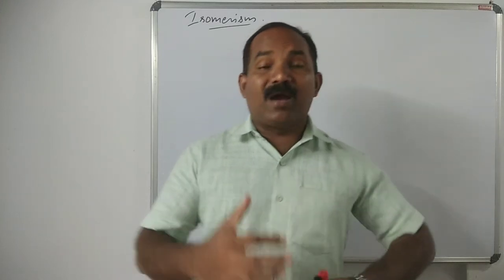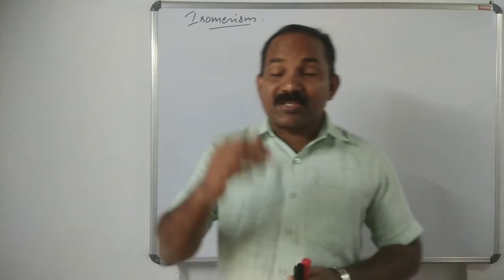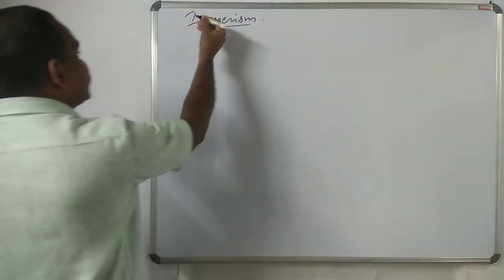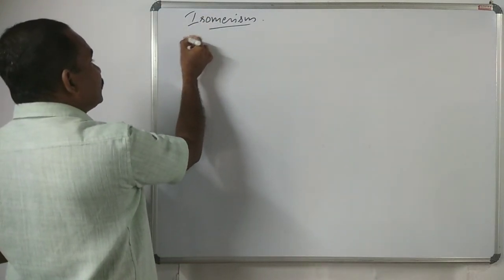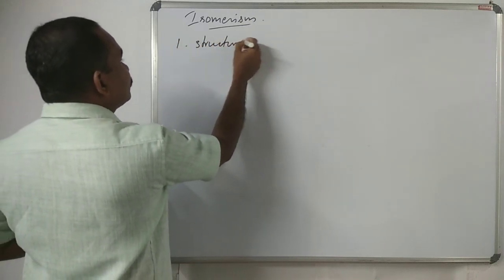First of all, we have to discuss structural isomerism. Alkenes show two types of structural isomerism.